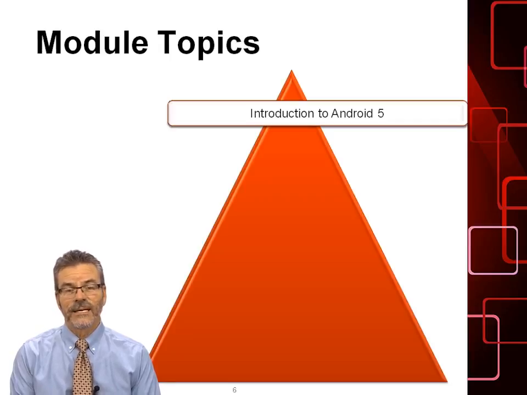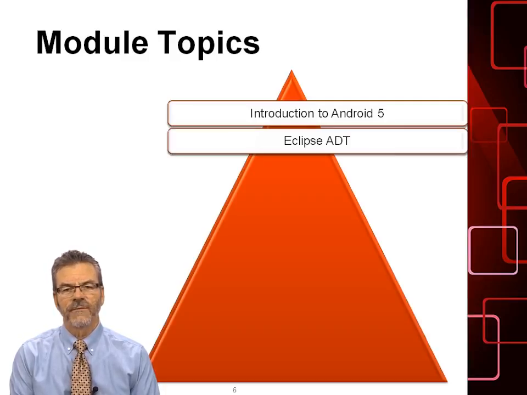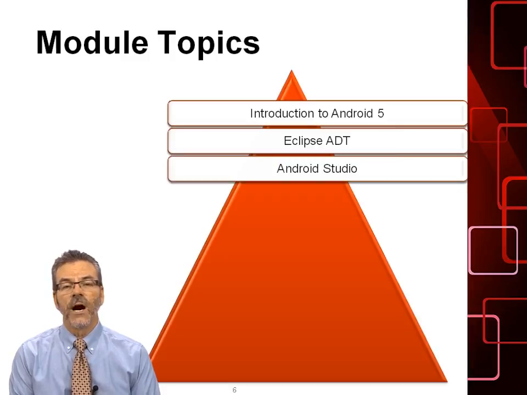Quite a lot. So we'll begin with an introduction to Android 5, giving you the big picture of what is Android 5. We'll then look at the Eclipse ADT. The Eclipse ADT stands for Android Development Tool. So we'll see how you can use Eclipse for Android development. We'll also learn about the Android Studio. Although it's in beta release, you'll see how the Android Studio provides an alternative way of developing Android applications.